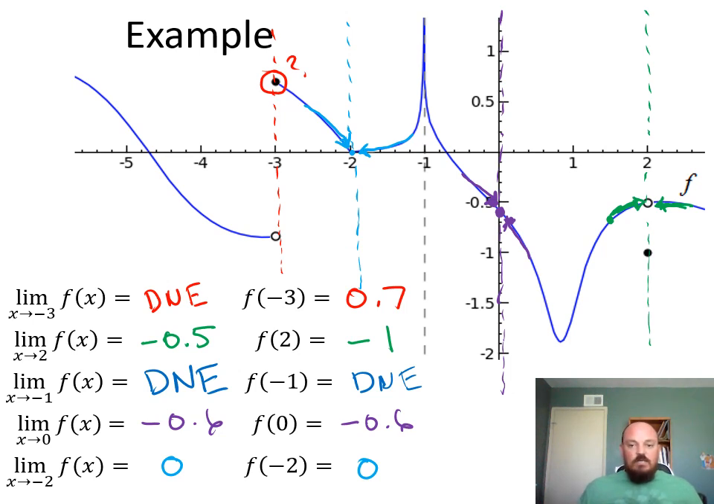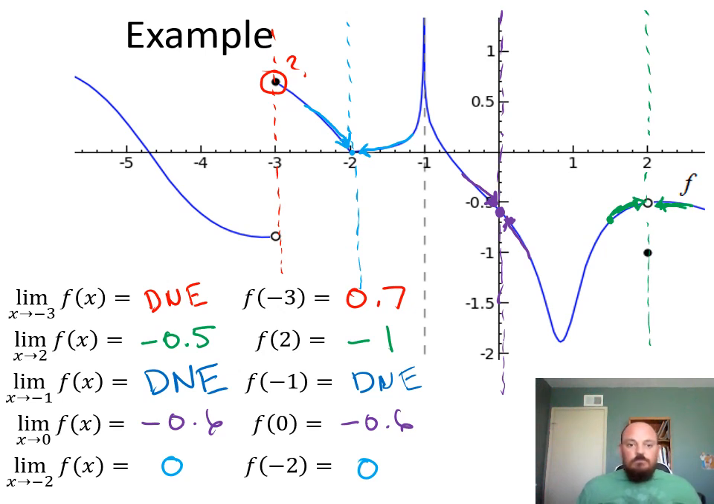Then in green, we had what's called a removable discontinuity, but I usually call it a hole. There's a hole in the graph. Now the hole doesn't affect the limit, so we still had an answer for the limit there. That was -0.5. And then the function value is always the same question. Just on that dotted line, where is the point itself? And the point is just kind of floating there. So you can use that for the function value.